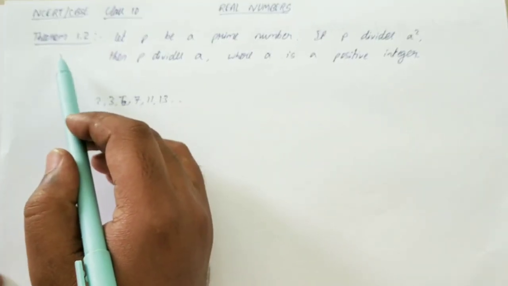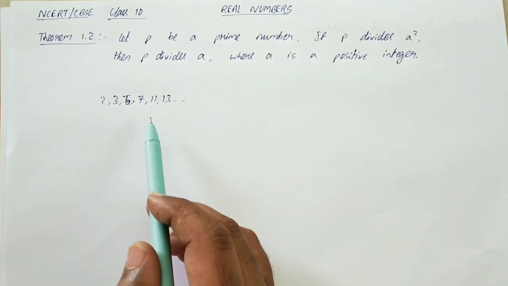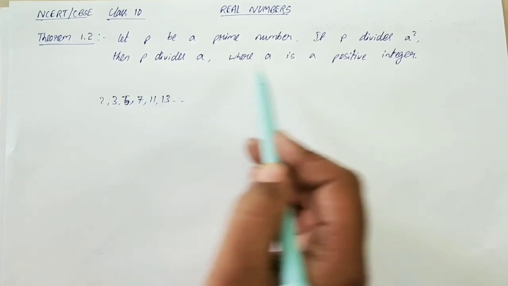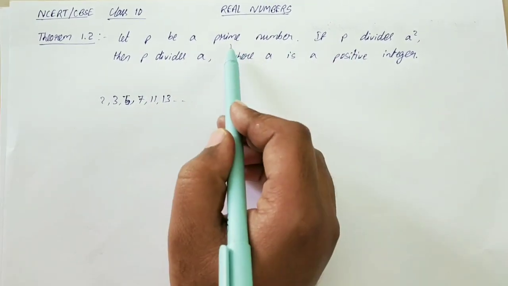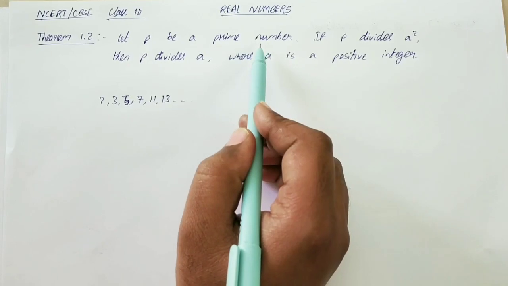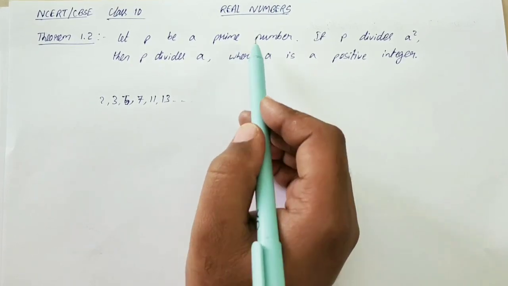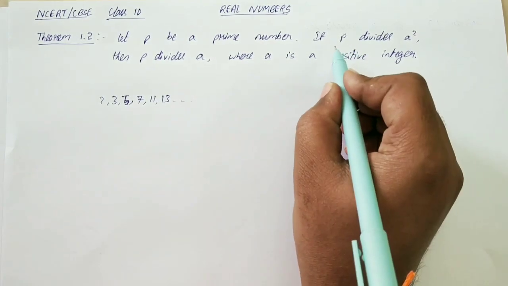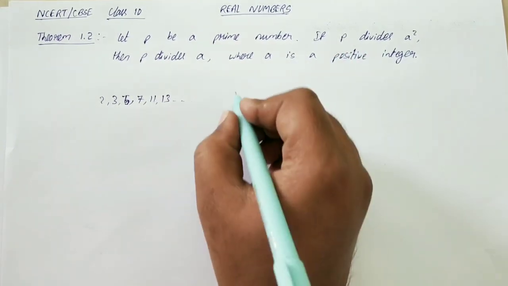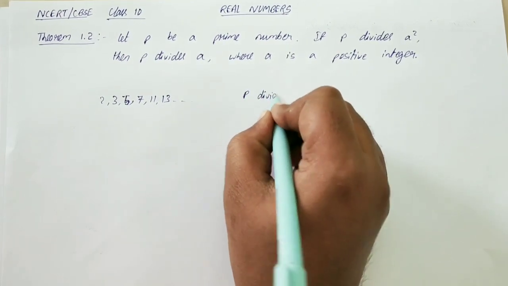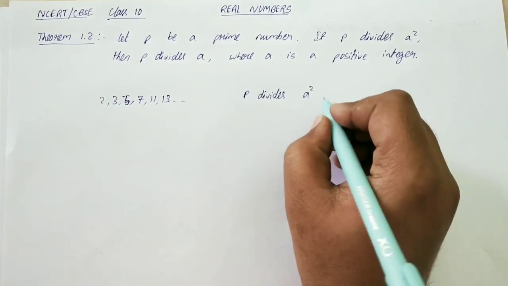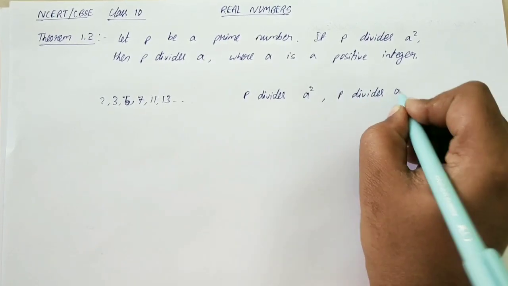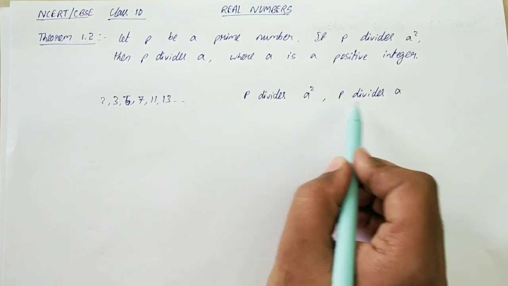So what Theorem 1.2 says: let P be a prime number. If P divides A square, then P divides A, where A is a positive integer. So you know what a prime number is. The numbers which have only the factors 1 and itself, we call prime numbers. For example, 2, 3, 5, 7, 11, 13, and so on, right? So the statement they have given: if P divides A square, then P divides A.